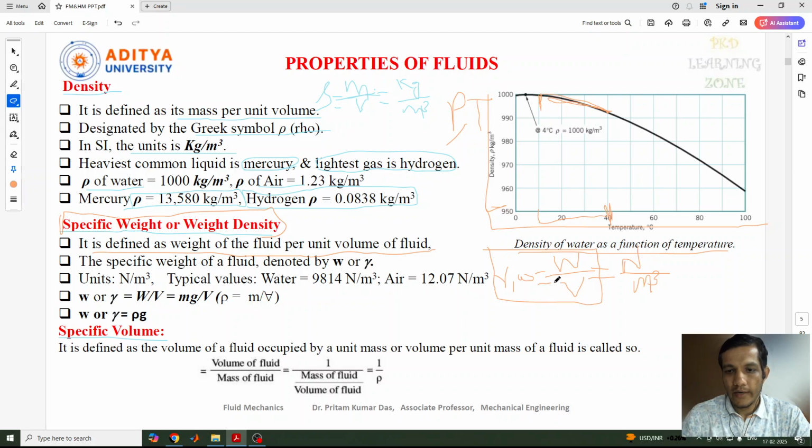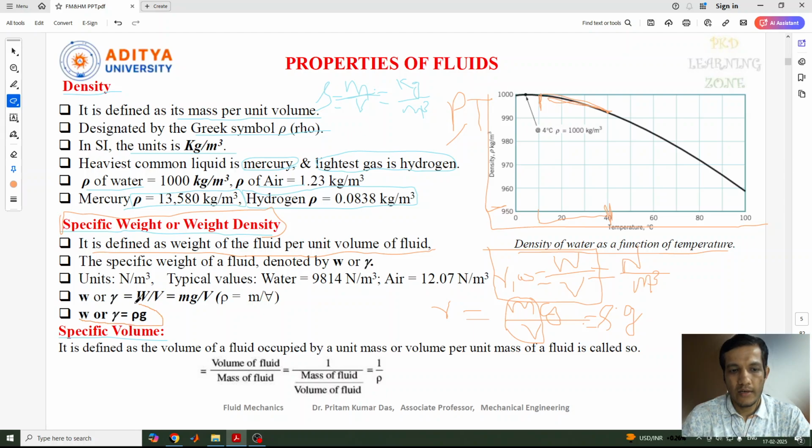We can also convert this expression. Gamma equals, in place of W, the weight of the fluid, mass into gravity, so mass of the liquid into gravity divided by volume of the liquid. Mass by volume is density, as we just saw. So gamma equals rho into g. The specific weight can also be written as rho into g.